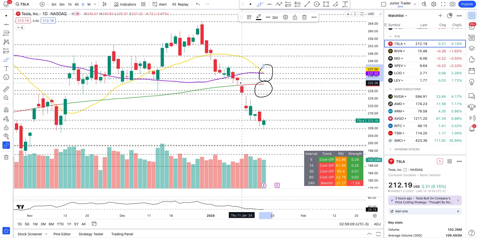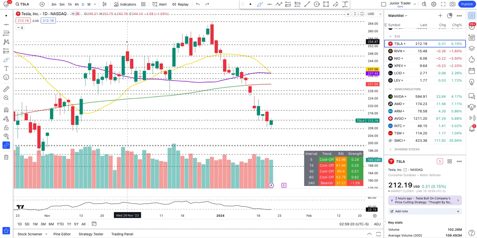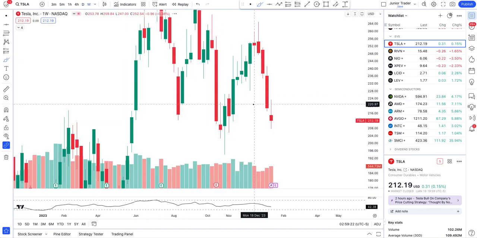Now, the black horizontal lines that you are seeing are the important significant levels. Again, all these are part of my indicators if you're interested. So now the very first thing I want to do is take you to the weekly interval and let's talk a couple of things over there.